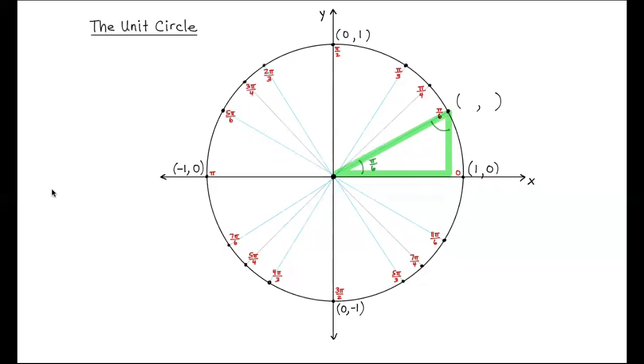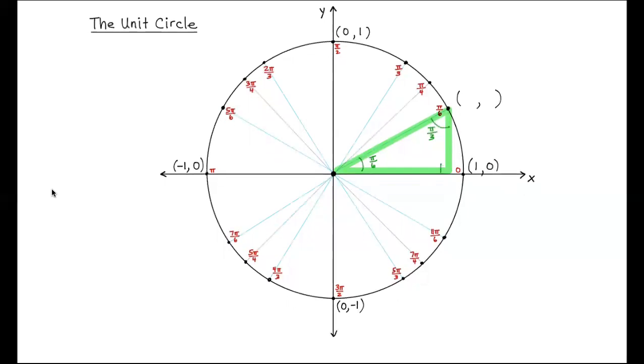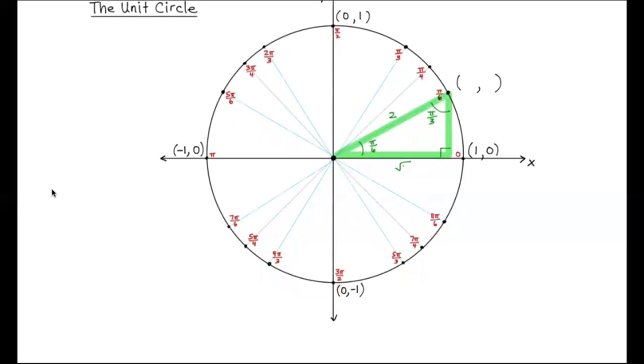And this angle here would then be pi over 3. So you might actually start to recognize this triangle as being one of those special triangles that we talked about. And so we should be able to label those side lengths. Now, in this case, we'd normally label this side length 2, we'd label this side length root 3, and we'd label this side length 1.